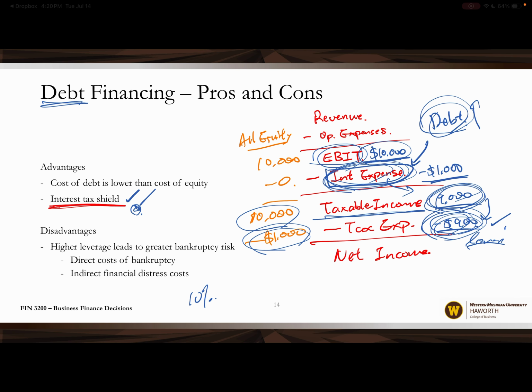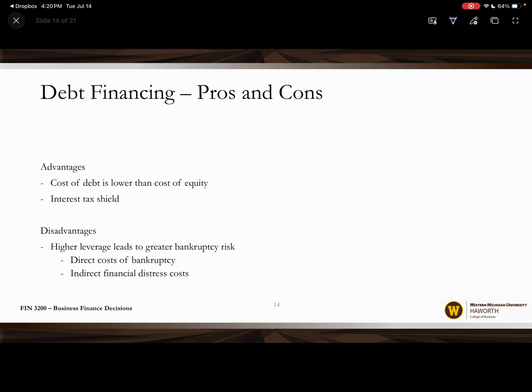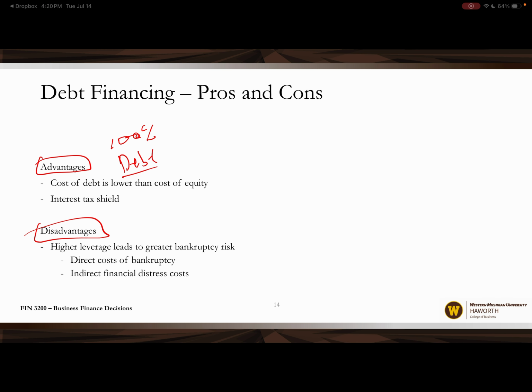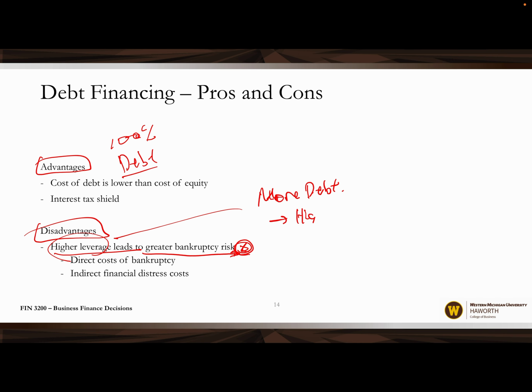But there are disadvantages too. If it only had advantages, you would all, or firms will all use 100% debt. Okay, but that's not the case. Disadvantage is the biggest one: higher leverage leads to greater bankruptcy risk. Okay, this is the biggest thing, right? So as I showed you before, higher leverage means more debt. More debt means higher interest payments.